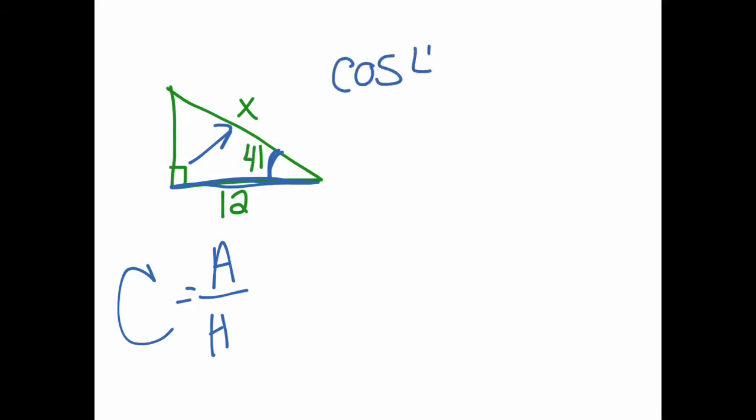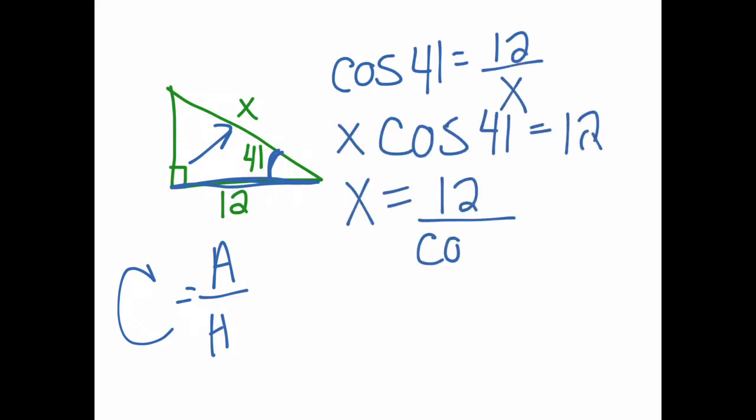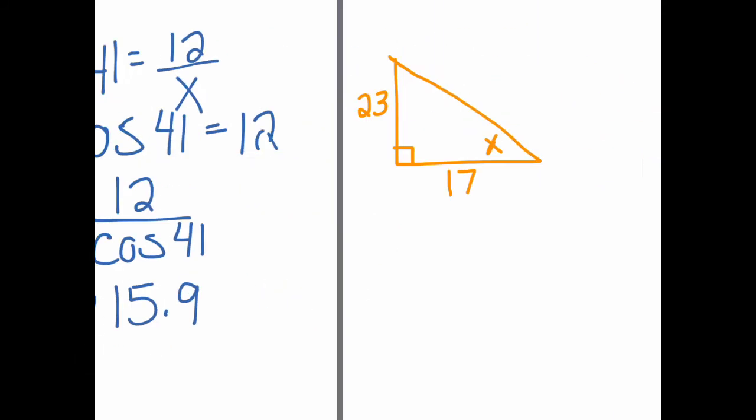So the cosine of 41 will equal the adjacent 12 over the hypotenuse x, and we'll solve this with algebra. And what we get is that x is approximately 15.9.